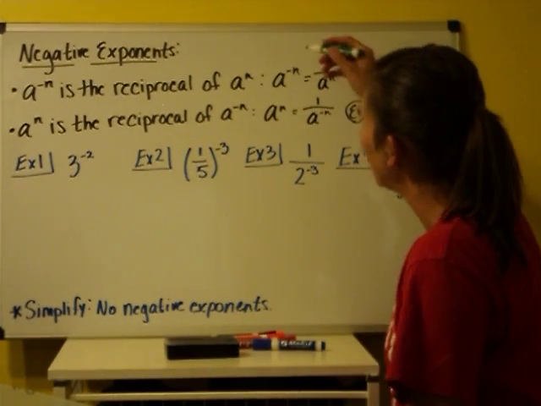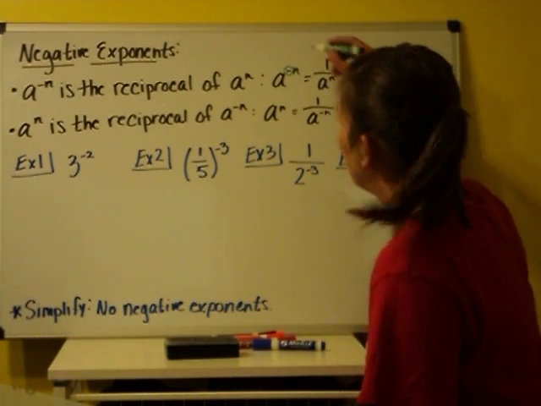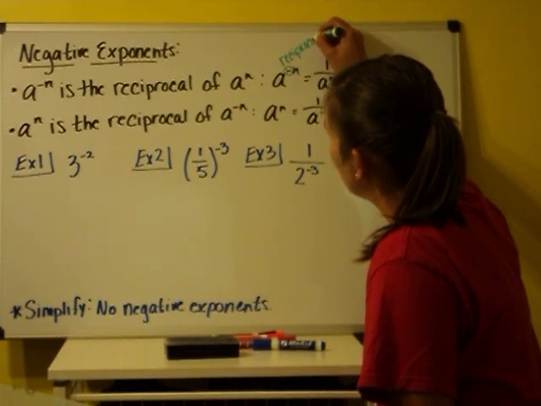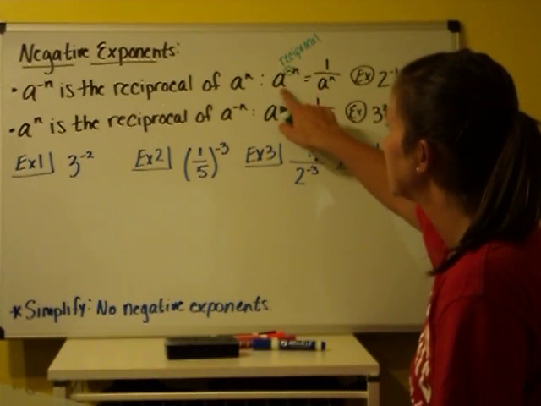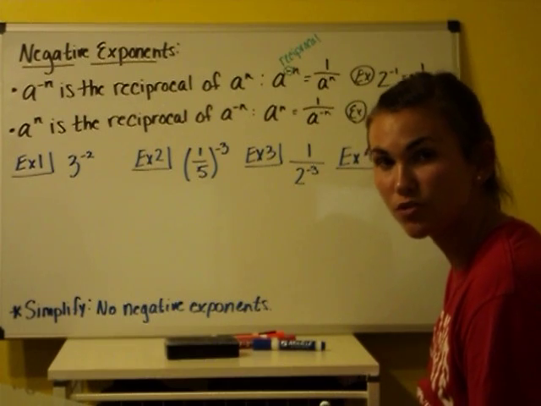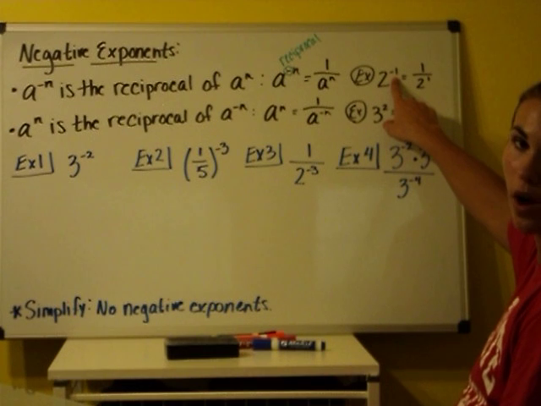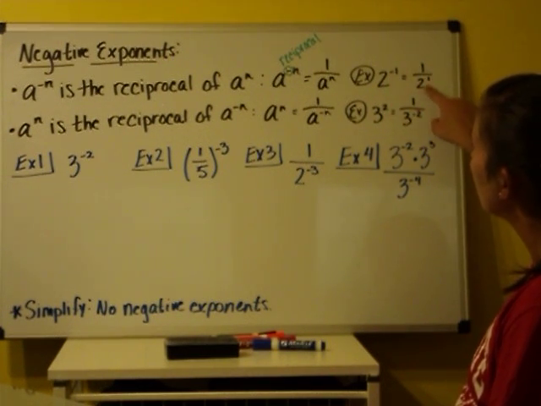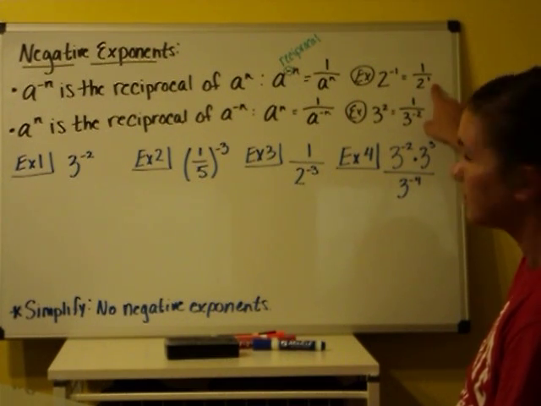This little negative right here does not mean it's a negative number, but that negative means the reciprocal. That does nothing to affect this number. If you notice, the bases are staying the same. It's just the location in the fraction of where it's at. It goes from numerator to denominator. So if you have 2 to the -1, the negative right here means reciprocal. We're going to put 1 over 2, and since we took the reciprocal, it is now a +1.